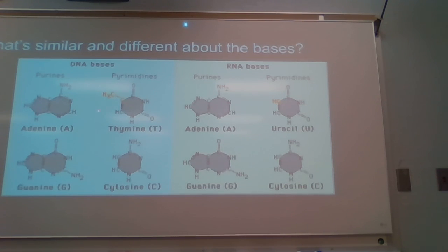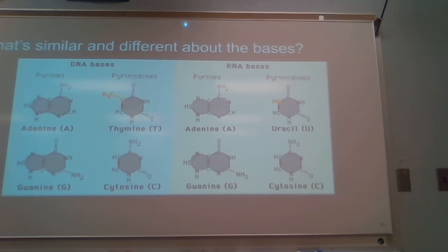But here's the difference. In DNA, the base here is thymine, and RNA has a very similar structure, just slightly different. This is uracil. So in RNA, the thymine base is replaced with uracil. What do you think uracil probably pairs with? Adenine. So it literally is replacing thymine. What we would have as thymine in DNA is going to be uracil in RNA.